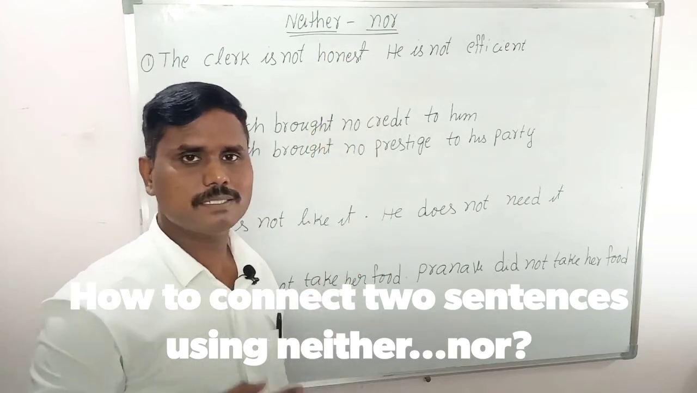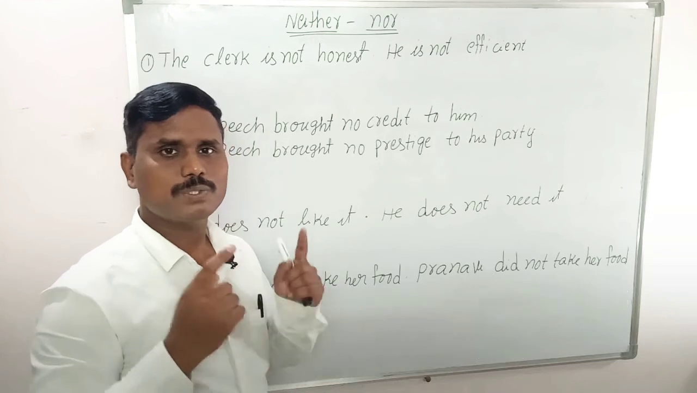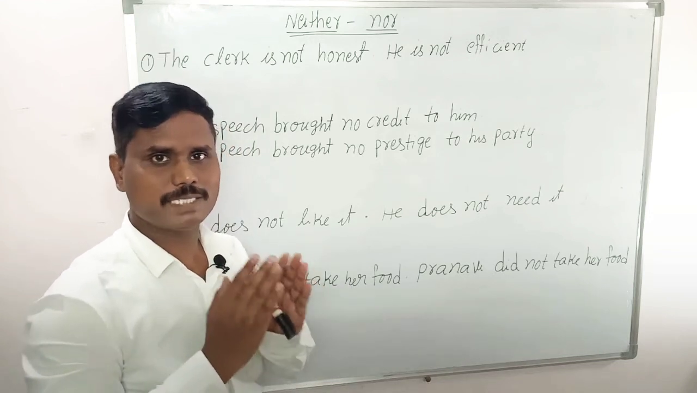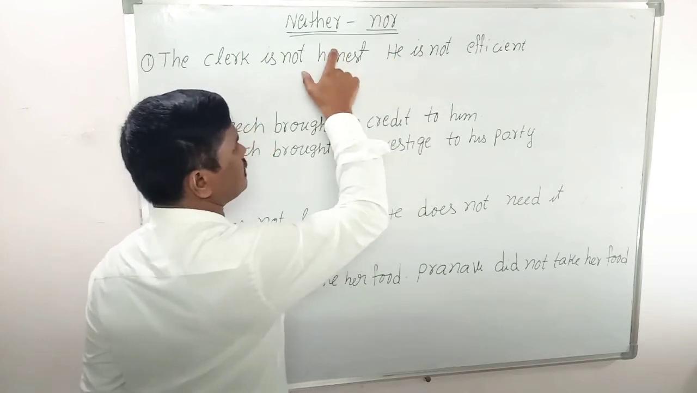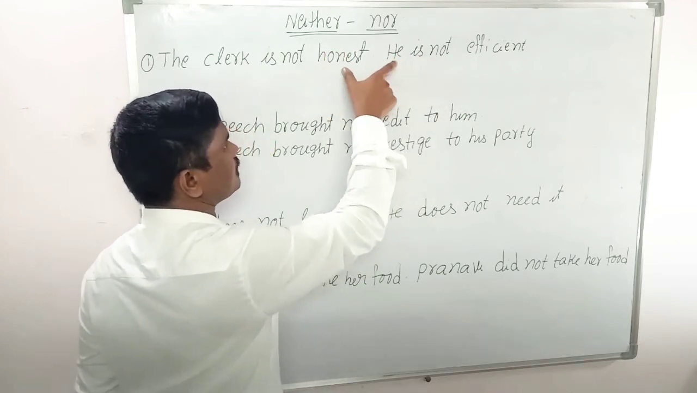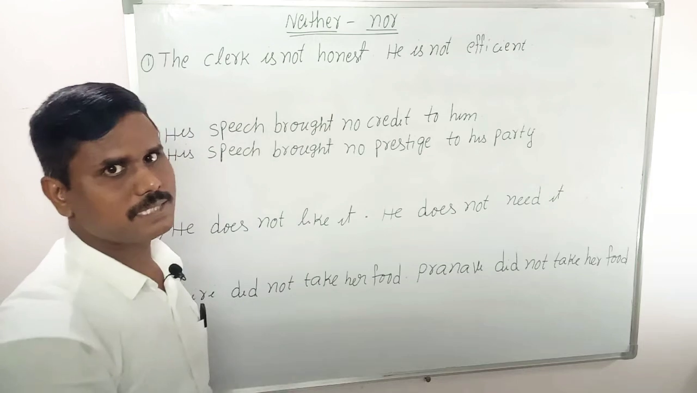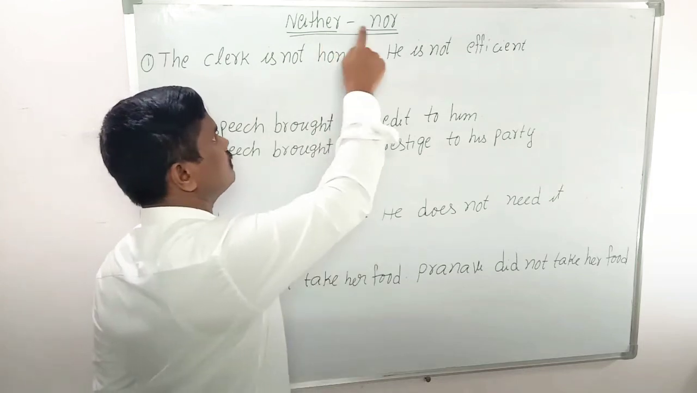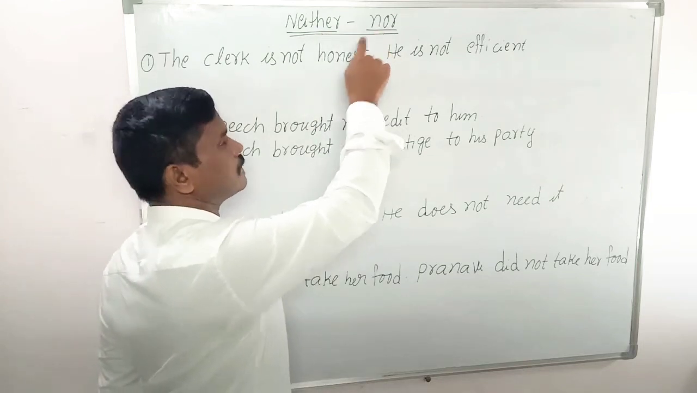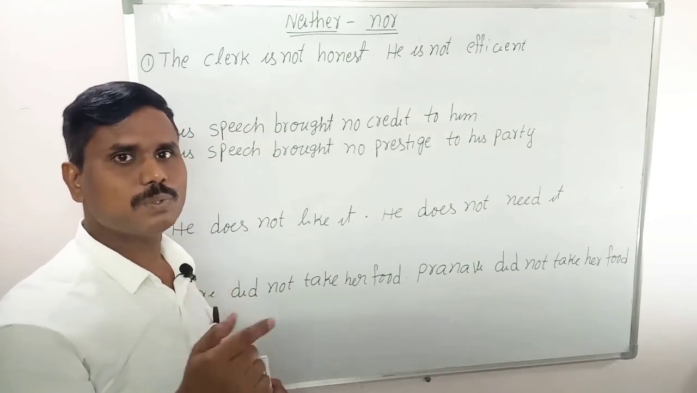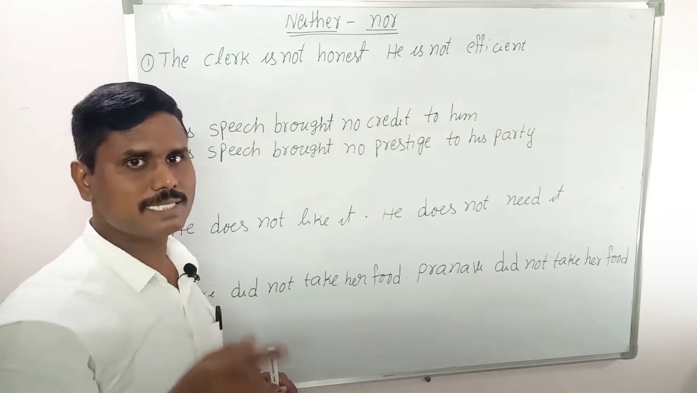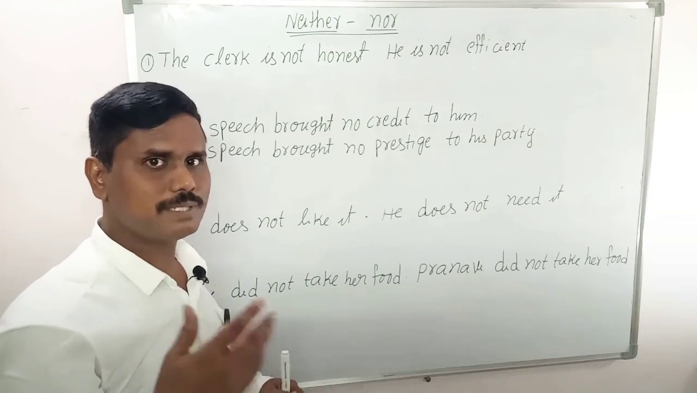We use neither nor to connect two negative alternatives. When there are two negative sentences, to combine these two sentences into one sentence, we use neither nor, correlative conjunctions. The name is correlative conjunctions. What does it mean? In the next coming videos, let us see.